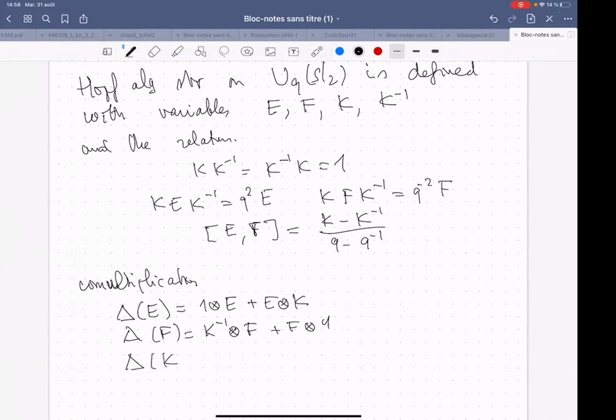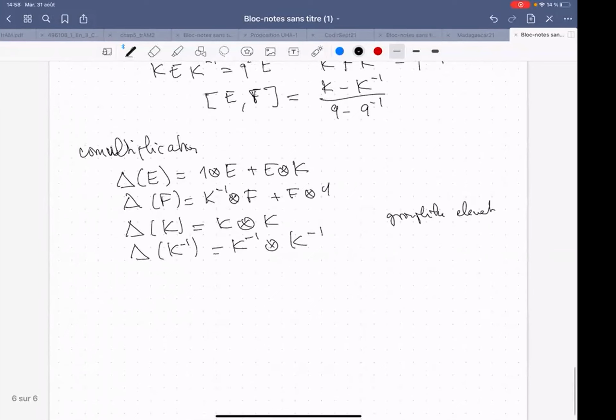Then delta K, this is K tensor K, and delta K inverse, this is K inverse tensor K inverse. Then we say that they are group-like elements, this K and K inverse.